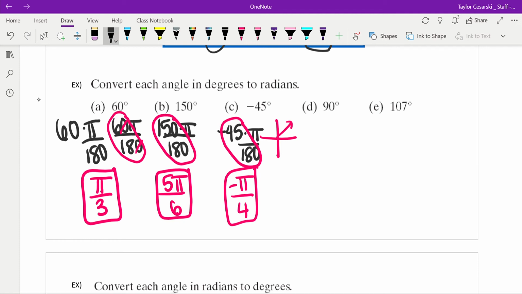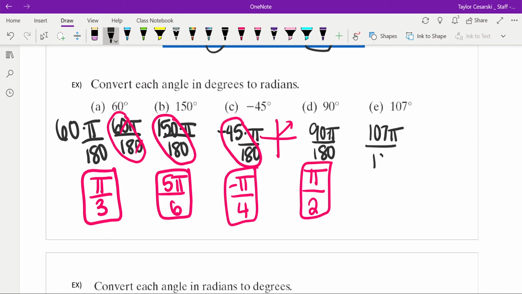Next one is 90 pi over 180, and 9 over 18 is 1/2, so pi over 2. And the last one, 107 pi over 180. That doesn't simplify at all, so I just leave that as 107 pi over 180.